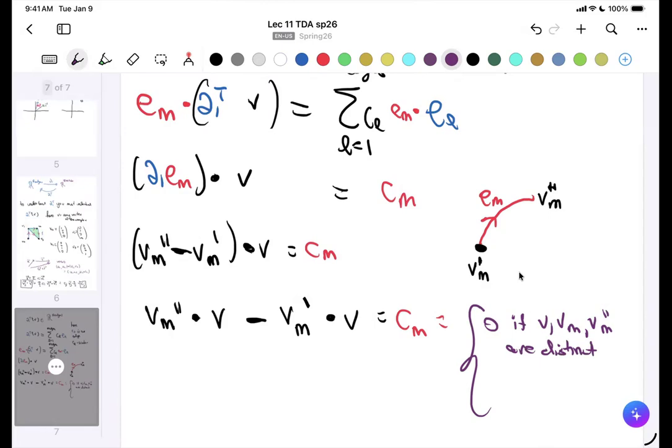Well, if it were the same, it would also give you zero, right? If you allow for loops, that means the endpoints are the same, so it just gives zero anyway. But all I'm saying is that if the three are not distinct, that means the vertex B has to be equal to one of these two. So what happens if B equals Bn double prime?